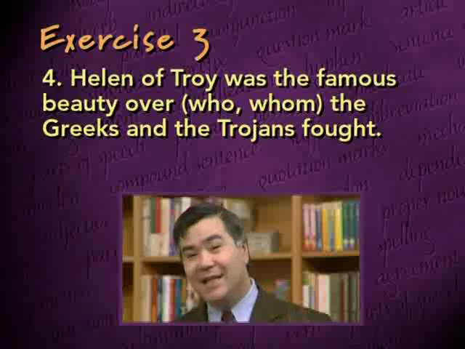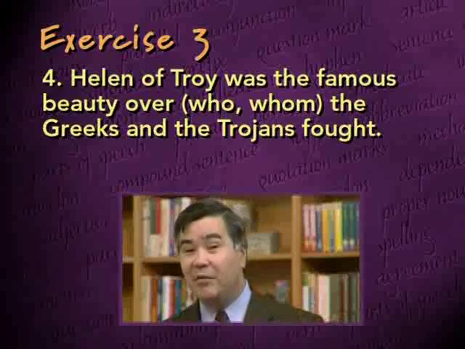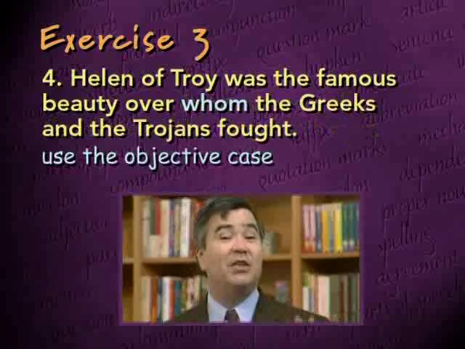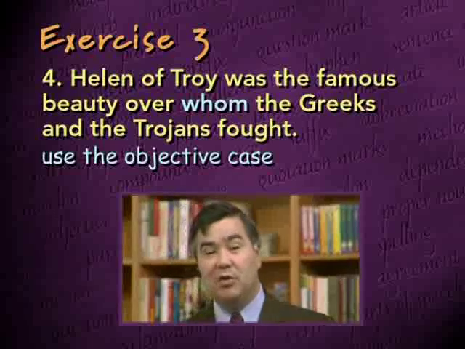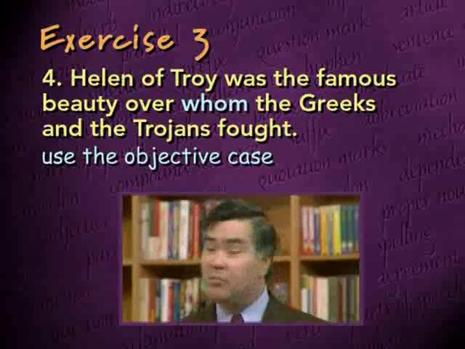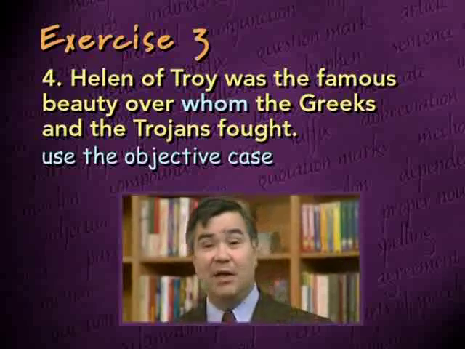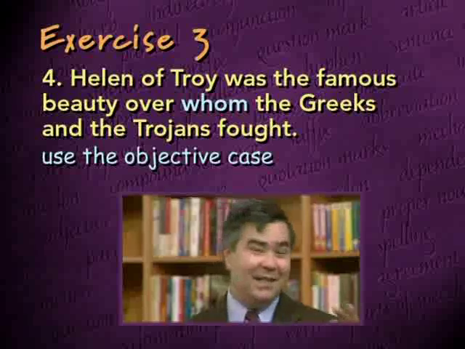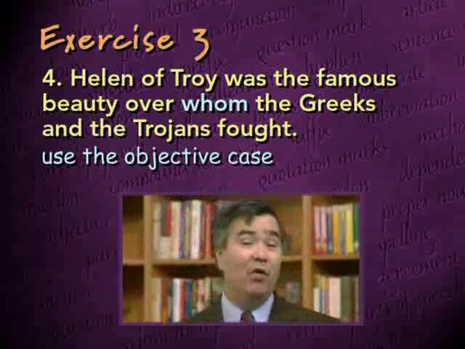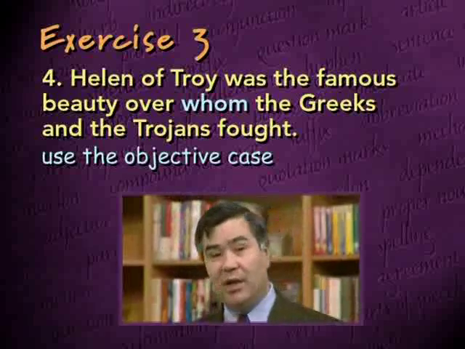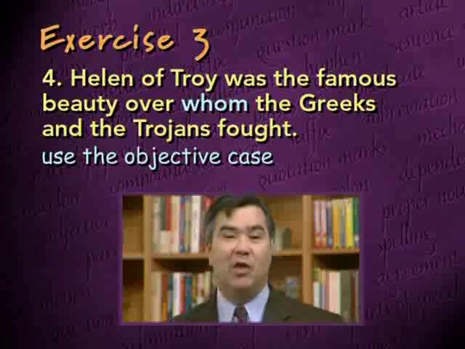Therefore, whom is not the subject of the verb, rather it's the object of the preposition over. And for that reason, the objective case, whom, is correct. We looked for the verb, and then we asked, is who or whom the subject of the verb? And the answer is no. The Greeks and the Trojans are the subject of the verb. Since who or whom is not the subject of the verb, instead it's the object of the preposition, and therefore whom is correct. So this sentence should read, Helen of Troy was the famous beauty over whom the Greeks and the Trojans fought.